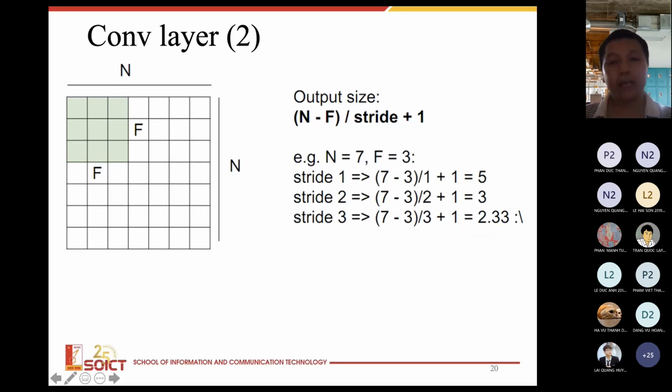Okay, so you have a formula to calculate the output size after the convolution. The size of the input is n minus f, and then you divide by the stride, and then you add 1. For example, this is the size of the input, this is the size of the filter, and in the case where the stride equals 1, the output will have size 5. If the stride is 2, then the output is 3. And if the stride is 3, the output is a float number, and this is something that you want to avoid, right?